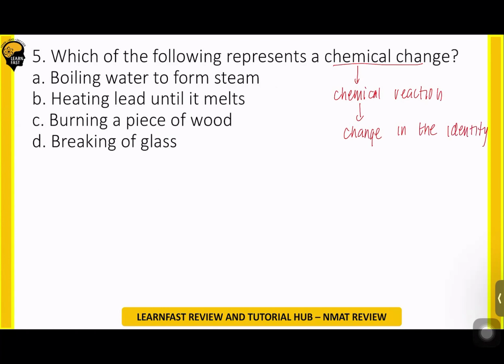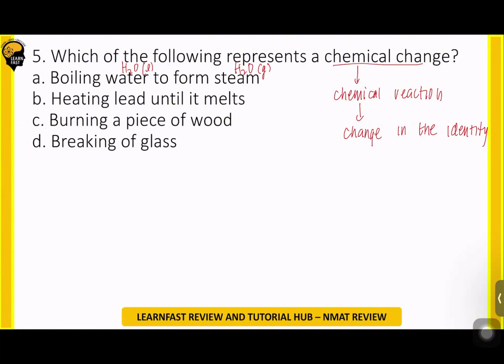And if there's a chemical reaction, there should be a change in the identity of the substance. So, for example, when you boil water to form steam, it's basically just still water, right? Water is just liquid H2O. Steam is just water in the form of gas, but the identity of the compound is still water. And then letter B, heating lead until it melts. So you have solid lead to liquid lead, which still doesn't change the identity of the substance.